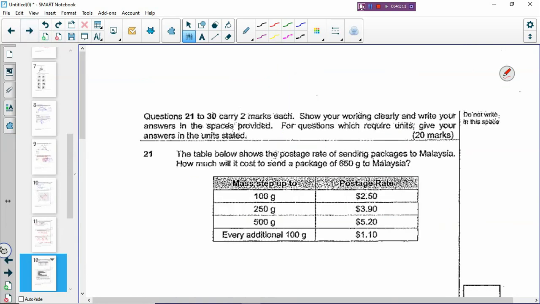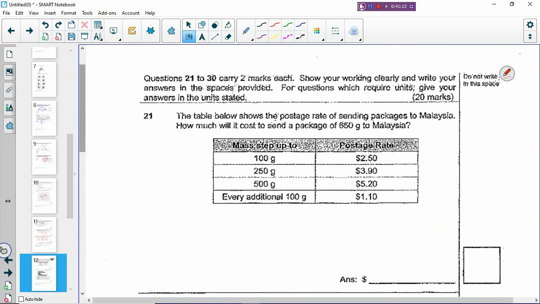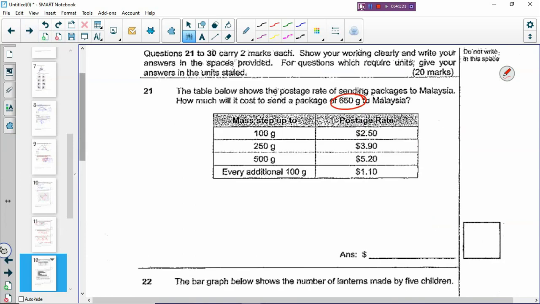Now, the table shows the postage rate of sending parcels to Malaysia. How much will it cost to send a parcel of 650 grams to Malaysia? Okay, what's the method? There is a method again for this kind of question, which is under rates. The method is to have a line, and you want to send a parcel which is 650 grams, so you have a big arrow to show how heavy the parcel is.